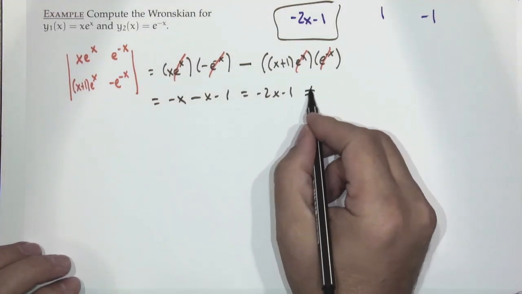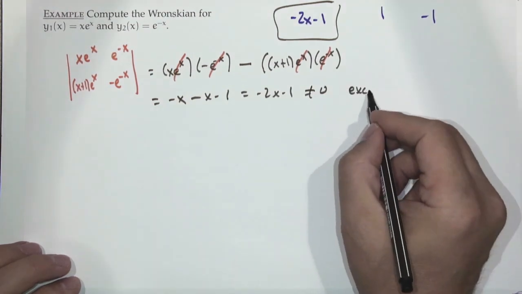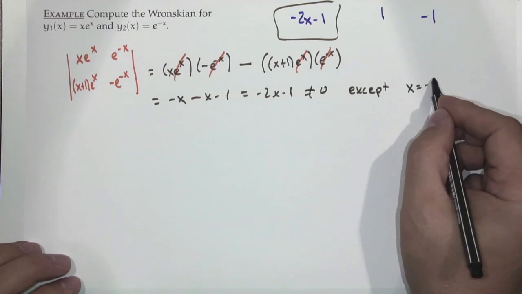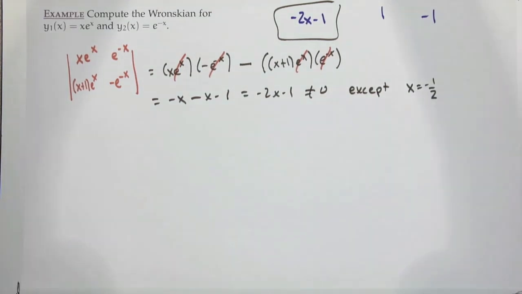So this is not equal to 0, except there is one time when it does equal 0. Do you see it? Negative a half. Now you might say, well, what does that mean?